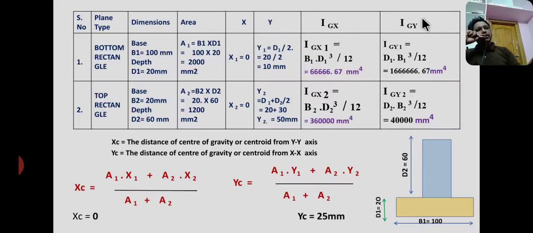Igx, Igy are the area moment of inertia for the T section. Igx is the area moment of inertia about the centroidal x-axis. Igy is the area moment of inertia about the centroidal y-axis, and the formulas are here. These are the answers, area moment of inertia.